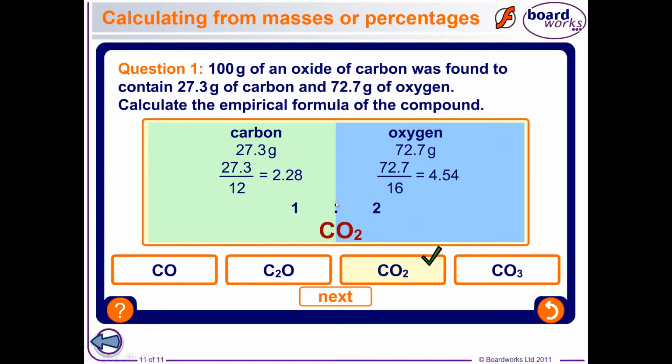Well, to work out the simplest whole number ratio, you just divide by the smallest number, and that gives you a ratio of 1 to 2. For every 1 carbon, there are 2 oxygens, giving us the empirical formula CO2, carbon dioxide.